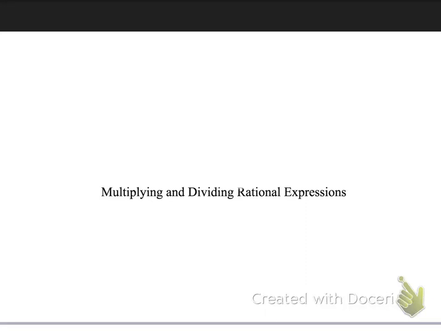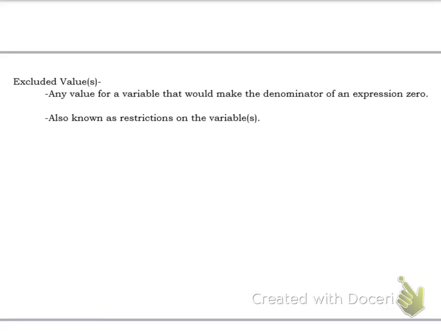In this video we're going to be talking about multiplying and dividing rational expressions. Rational expressions are basically expressions that are fractions that we're going to throw x's, y's, z's in them, but they're most likely going to show up as fractions. So excluded values, they might also be called restrictions.